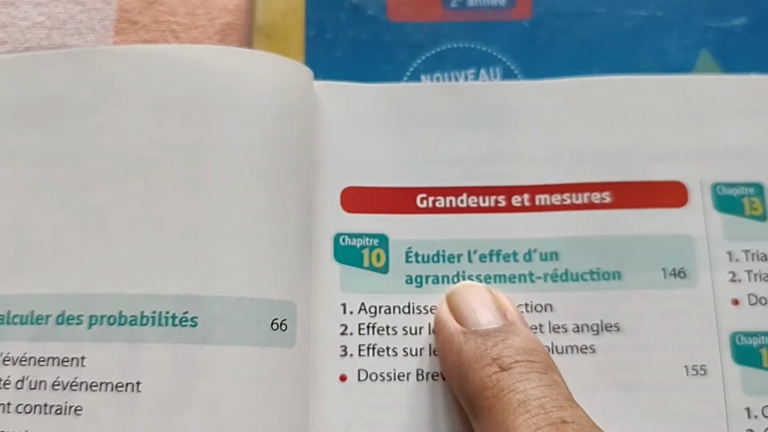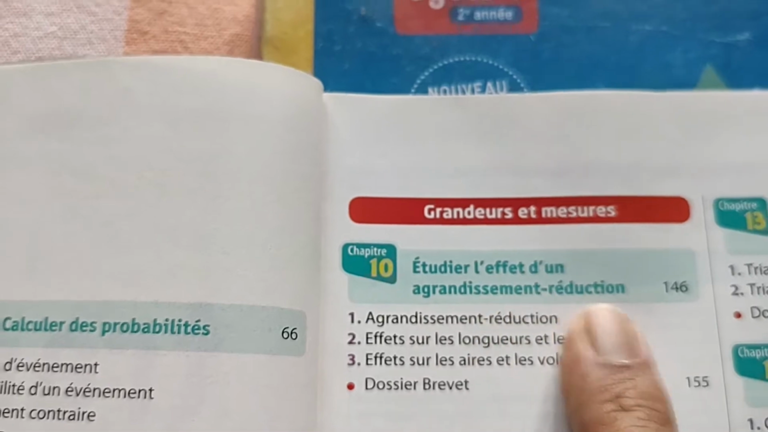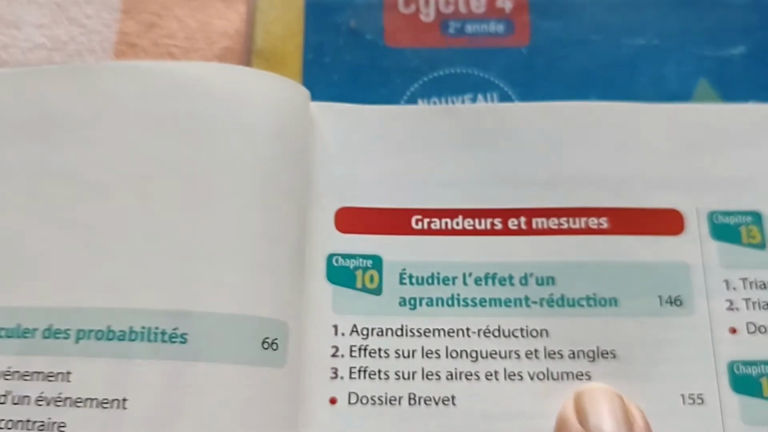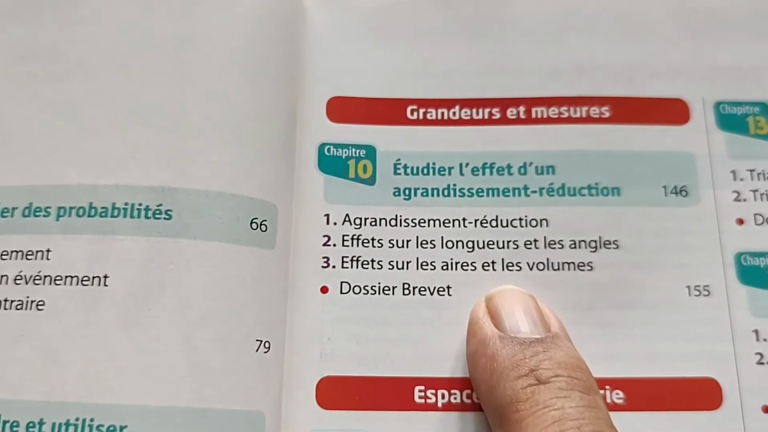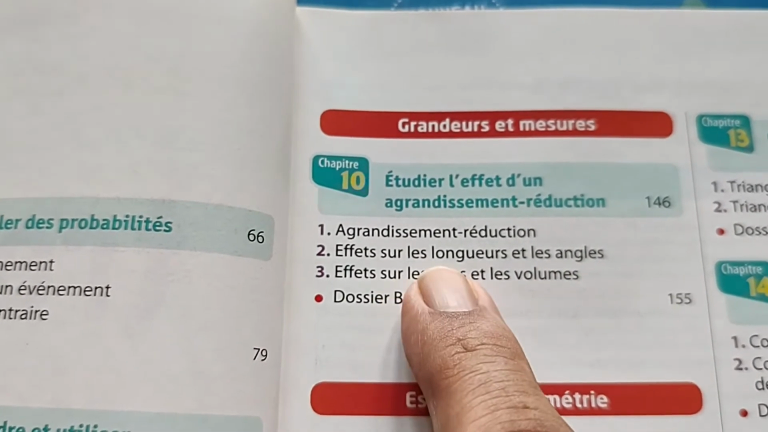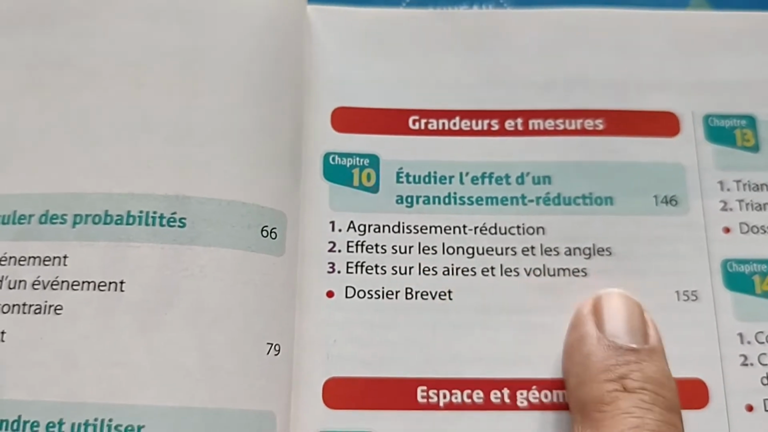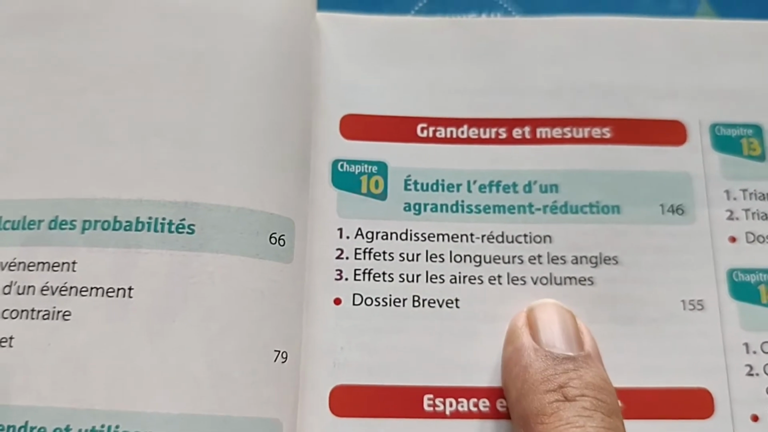Then after that we went straight to this chapter, étudier l'effet d'un agrandissement réduction. This was a geometry chapter. If you have a figure, you want to enlarge it, you have a factor of k, then what happens to the areas, what happens to the lengths, what happens to the angles, what happens to the volumes.